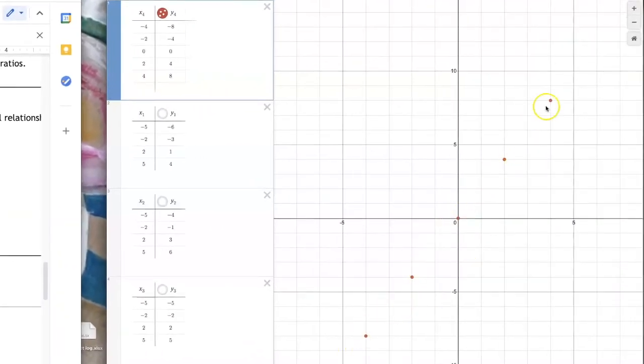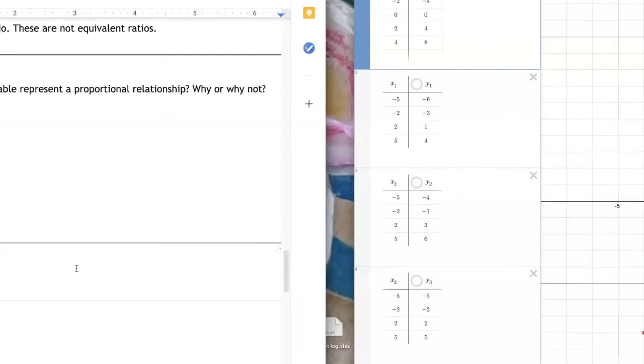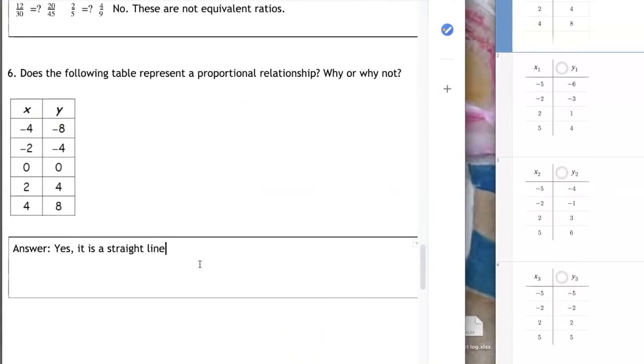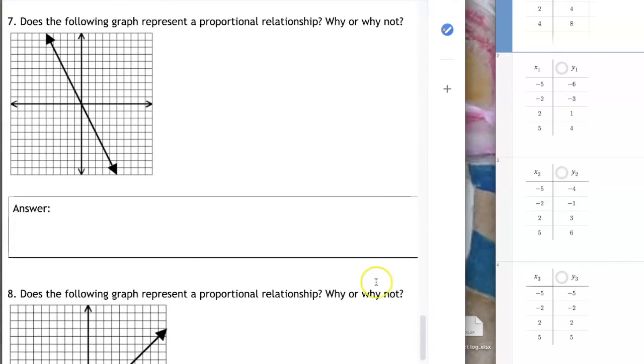That looks like it is a straight line through 0, 0. So yes, it is a straight line through 0, 0. All right, let's do number 7.